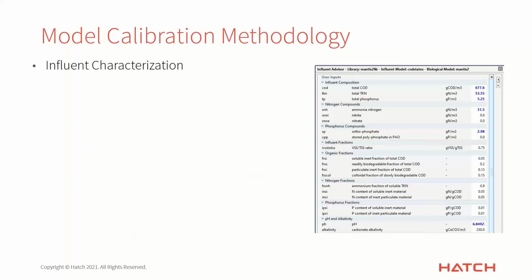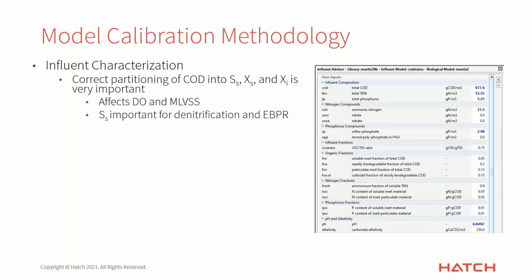Okay, so as I said, I'm going to quickly touch now on the two more key areas of calibration. So that's the influent characterization and the settling parameters. I'm going to start here with the influent characterization. So the influent concentrations are obviously very important, as changing the influent is basically the one thing that you can be sure is going to affect everything else in the model.